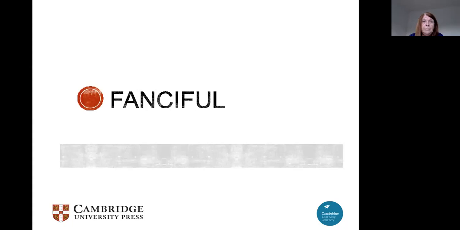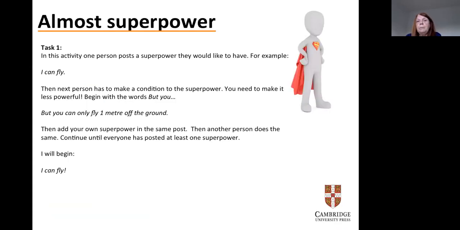And here's another chain reaction in the same sort of pattern. This is a fanciful activity. It's called Almost Superpower. And this is another one I think we'll do. In this activity, one person posts a superpower they'd like to have. For example, I can fly. The next person has to make a condition. You need to make it less powerful. Begin with the words, but you. For example, but you can only fly 1 meter off the ground. Then you add your own superpower in the same post. And then another person does the same. Continue until everyone has posted at least one superpower.